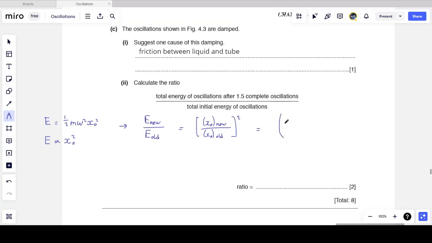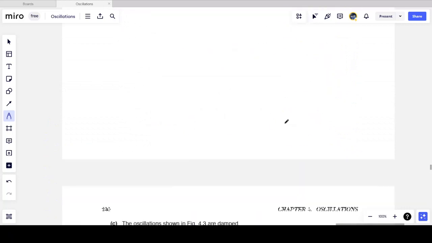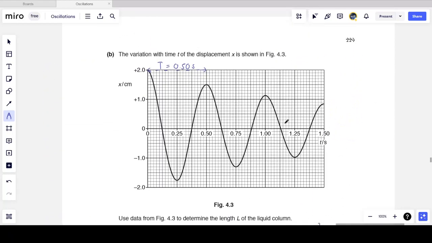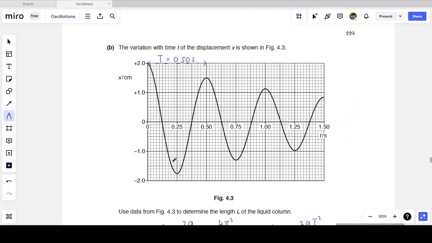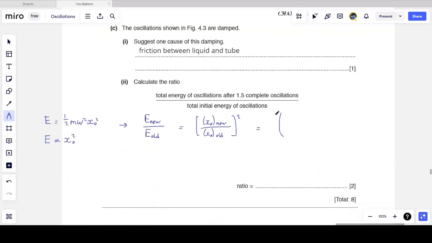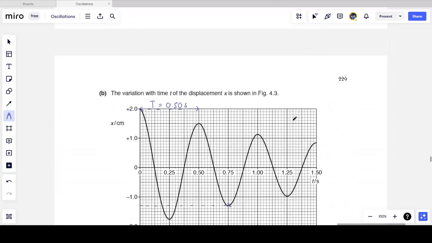And the new amplitude, after they asked for 1.5 complete oscillations, so one oscillation and then another half oscillation, I'm looking at, so that's 1 and that's a half. So I'm right here, and what I get is this value is 1.3 centimeters. And so the new amplitude is 1.3 centimeters divided by the initial amplitude.